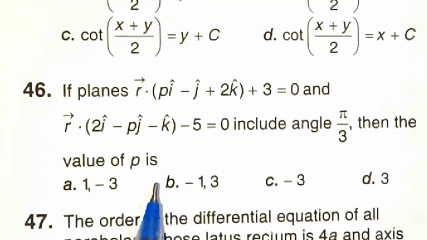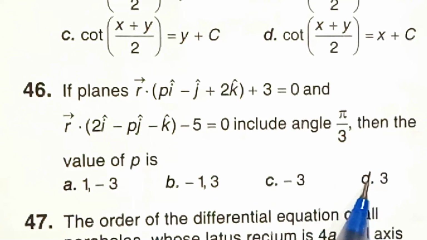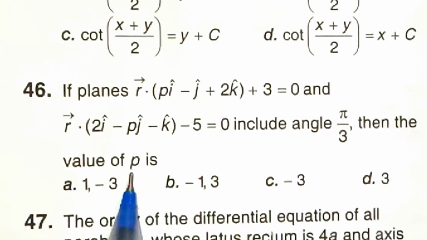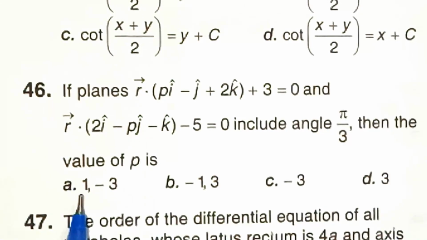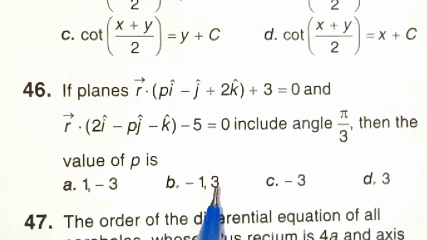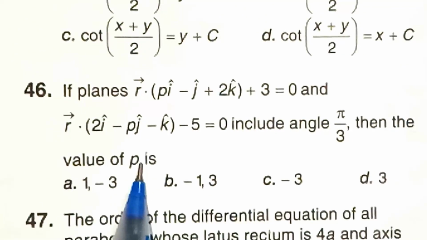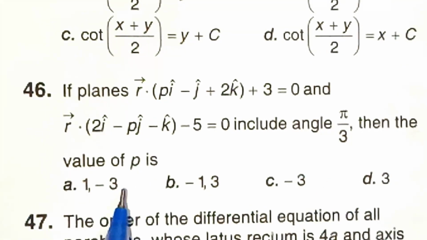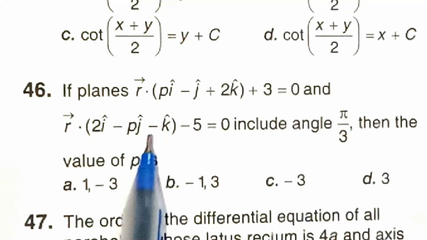The options for p are: a) 1 and minus 3, b) minus 1 and 3, c) minus 3, and d) 3. In the first option, the given values for p are 1 and minus 3, so two values are given, and in the third and fourth options there are single values. So we have to find out whether p has one value or two values. By applying the concept from the plane chapter, we will solve this example.